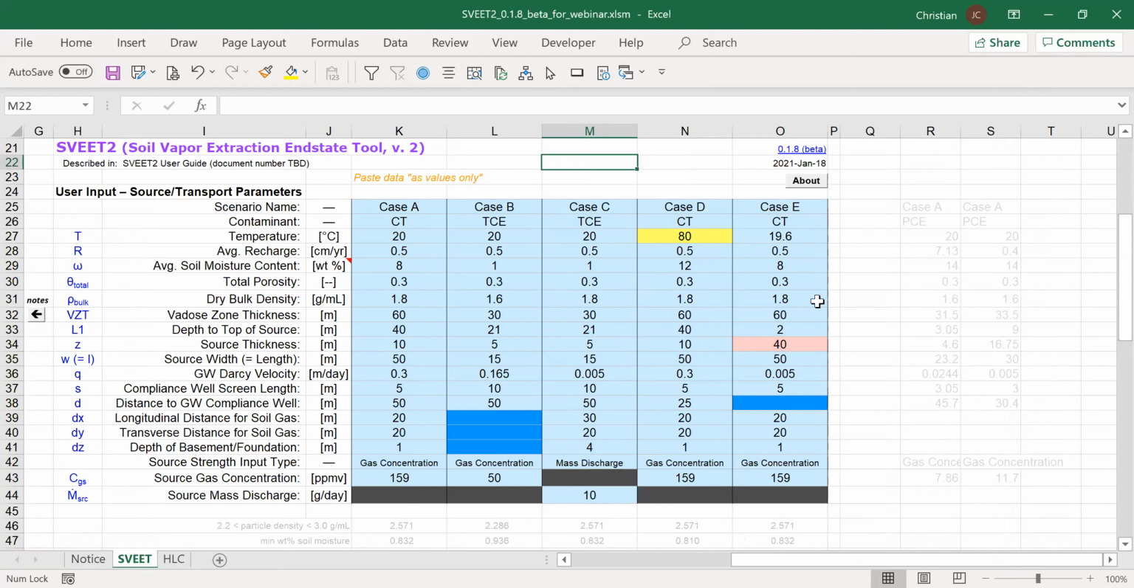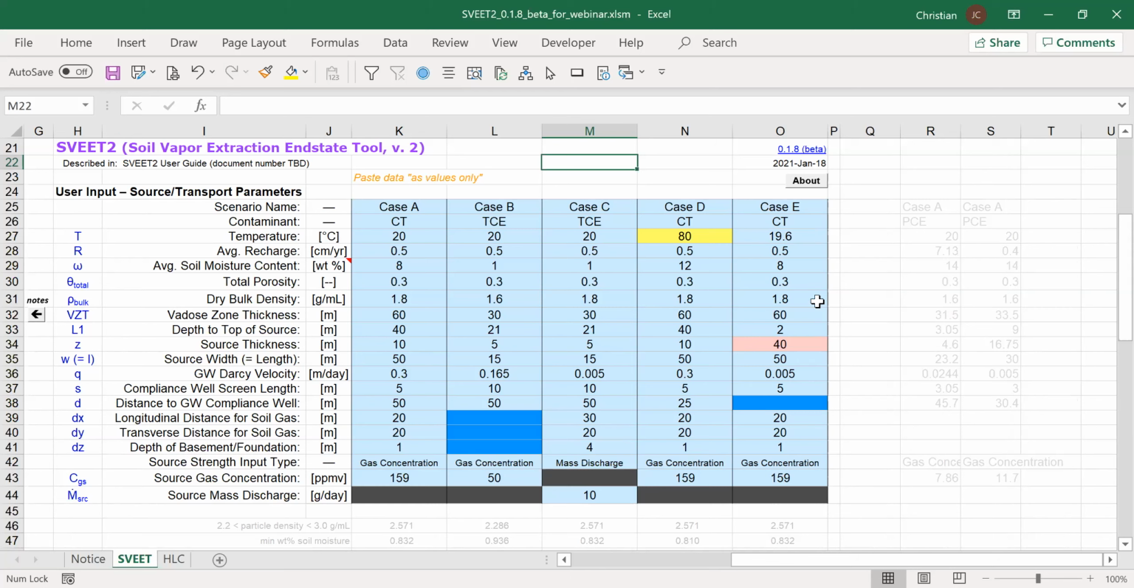All right, our first question, Chris, can SVEET be used to assess the potential benefit of installing additional extraction points, infill, or backing off sections of existing extraction wells, the vertical focus?